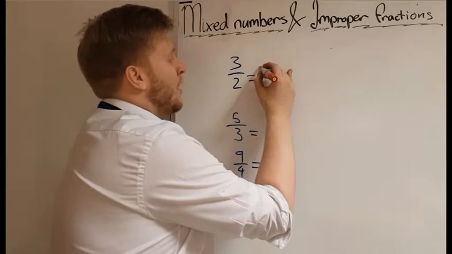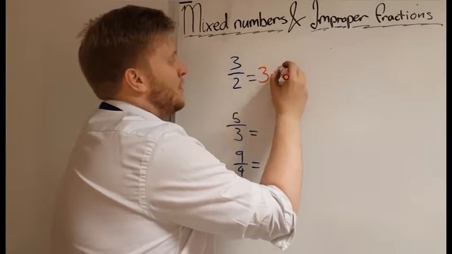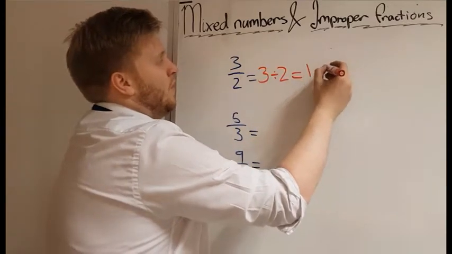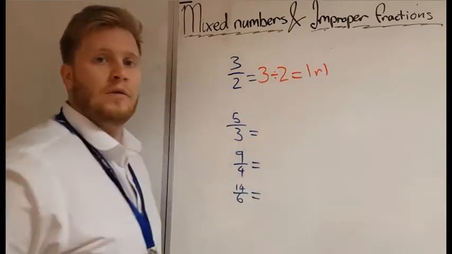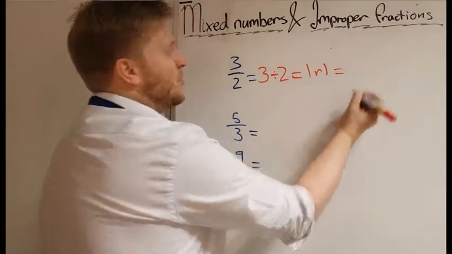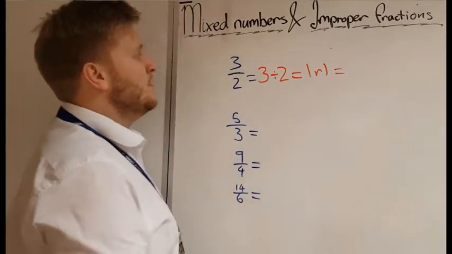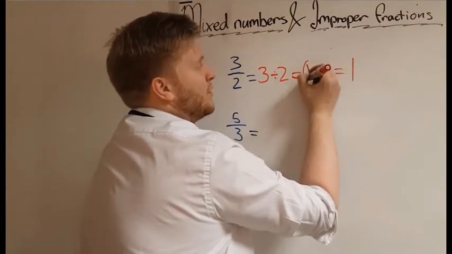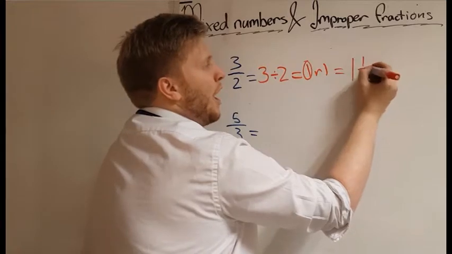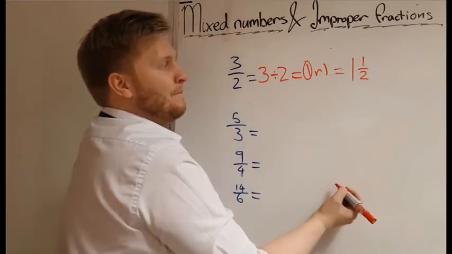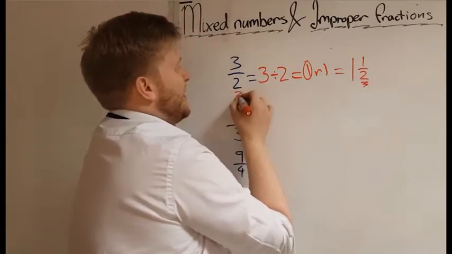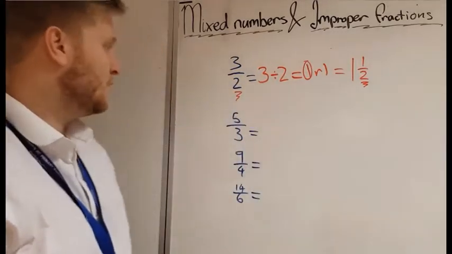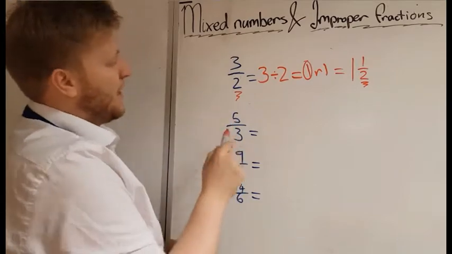So we do 3 divided by 2, okay? Which will be 1, remainder 1. And how that helps us do our fraction is we can then go, we have 1 whole, which is our 1 there, then we have 1 half left over. Again, look, denominators are the same. So 3/2 is the same as 1 1/2. Okay, so now let's move on to this 5/3 one.